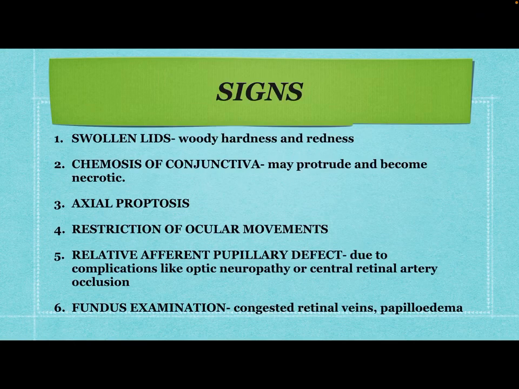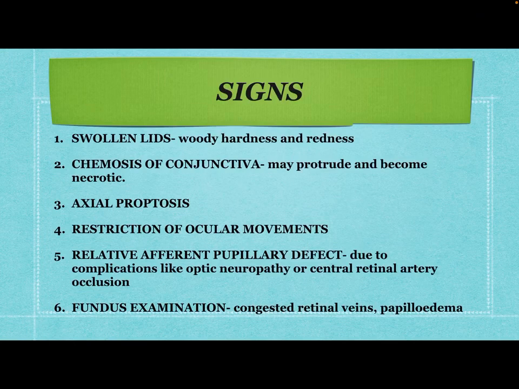Then the patient will have axial proptosis. Axial proptosis means the eyeball is displaced anteriorly, directly protruding forward. It's not protruding sideways or vertically up or down, but directly forward. That is axial proptosis. If the patient has some abscess or some mass from the side or from below, from the walls or from the floor or the roof, in such cases the eye would be protruding towards specific directions.